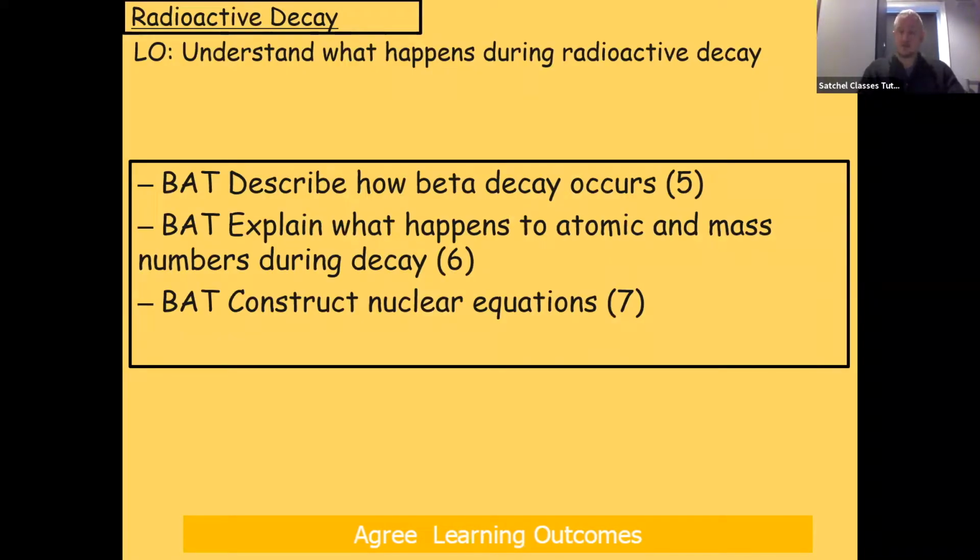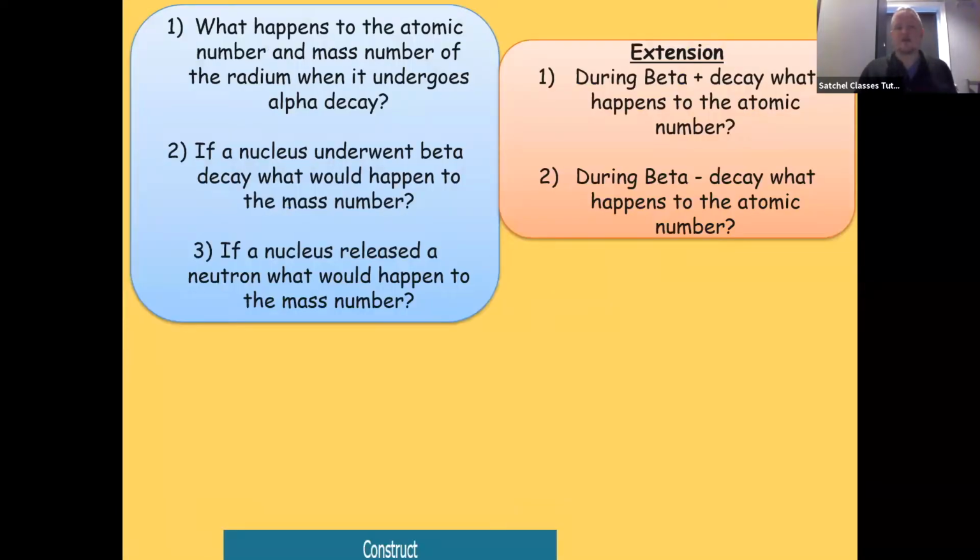That's describing how alpha and beta decay occurs. And let's take a look at our next one, explaining what's happening to the mass and atomic number. So some questions. What happens to the atomic number and the mass number of radium when it undergoes alpha decay? If a nucleus underwent beta decay, what would happen to the mass number? If a nucleus released a neutron, what would happen to the mass number? During beta plus decay, what happens to the atomic number? And during beta minus decay, what happens to the atomic number?